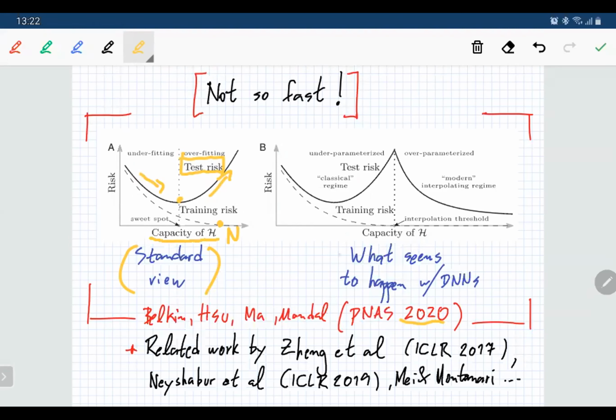What happens with deep neural networks, or what seems to happen, is that as you increase the size, you see this double descent curve. You have this classical regime where things go as I explained, but then you start really interpolating, and you get this overparameterized regime, and suddenly the test risk, the expectation you want to minimize, starts going down.